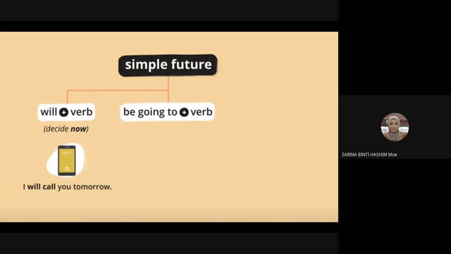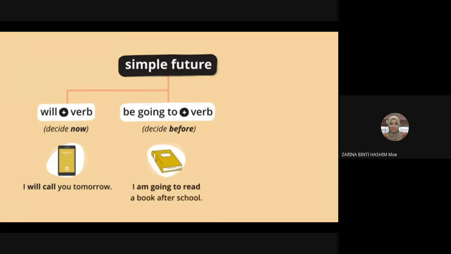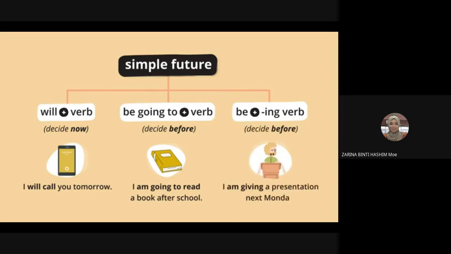We use be going to and a base verb to talk about existing future plans. For example, I am going to read a book after school. We also use be and an ing verb to talk about existing future plans. For example, I am giving a presentation next Monday.